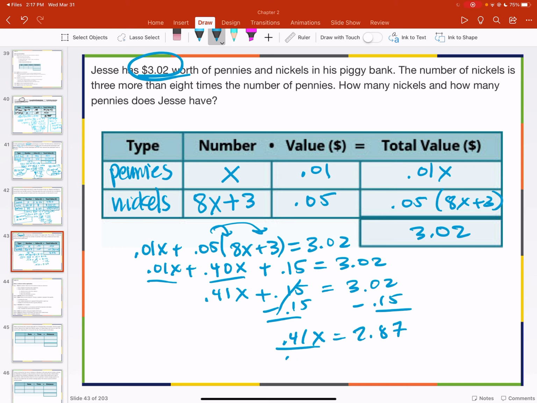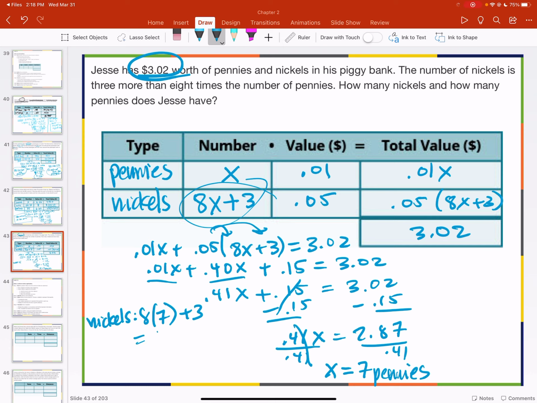So let's divide. And that comes out to 7. So x is 7, so there are 7 pennies. And then how many nickels? Nickels is going to be 8 times whatever x was, which was 7, plus 3. So that's going to be 56 plus 3, and then you have 59 nickels.